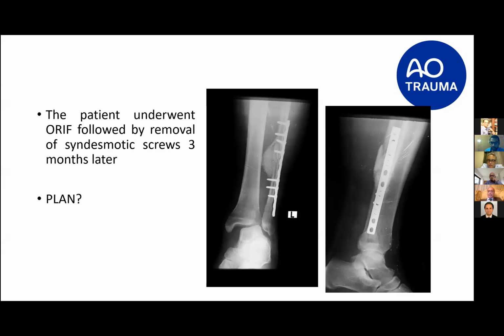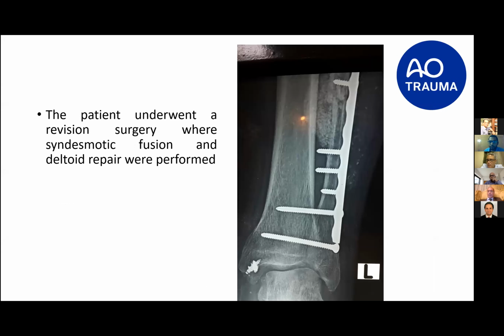the ideal treatment. But unfortunately, the patient underwent a second operation where the second surgeon did bony fusion of the syndesmosis. Depending on that, if the syndesmosis is fused bony, it will protect the talus in the mortise. Bony fusion of the syndesmosis and deltoid repair. So is this enough? Do you think this is enough?